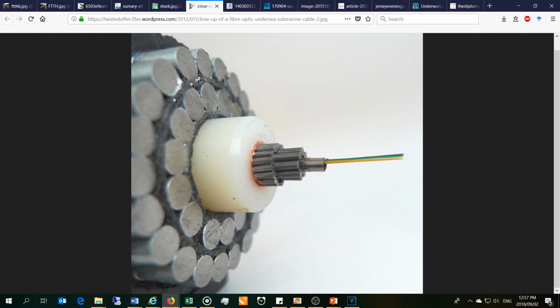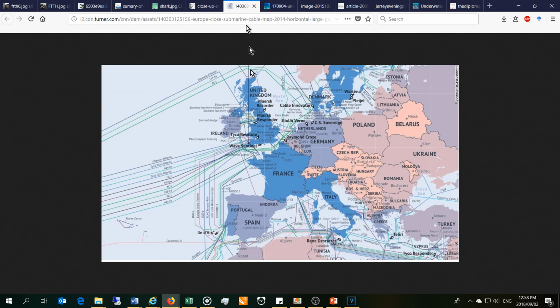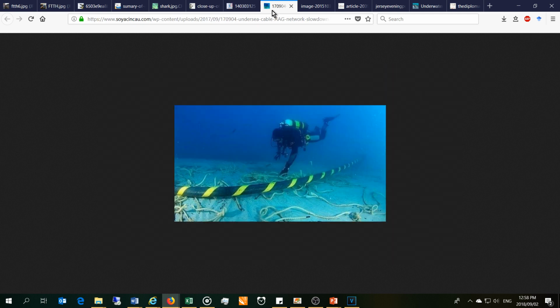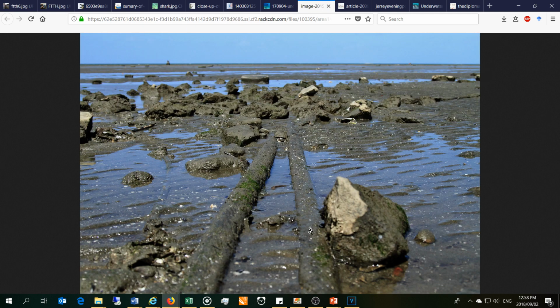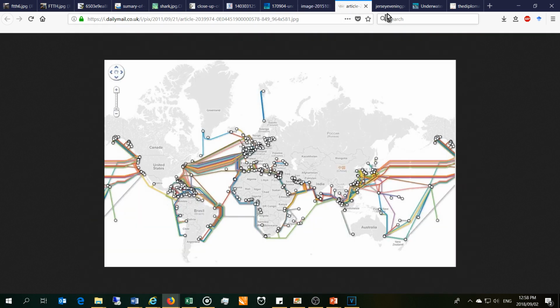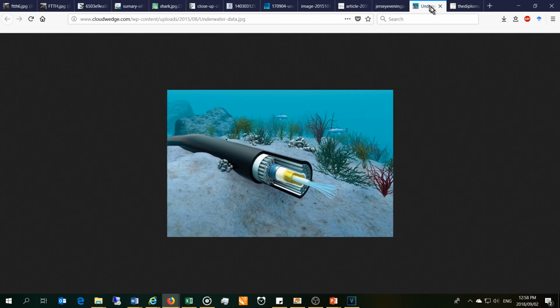Now, this is an underwater sea cable. You would not buy such a cable just to put under the curb, under a pavement. This is definitely a very high tensile strength cable, which is going under the sea. And here's another diagram just showing you the cable runs under the sea, and there you can see a cable underwater. Here's another example of it going into the sea. More cable runs.